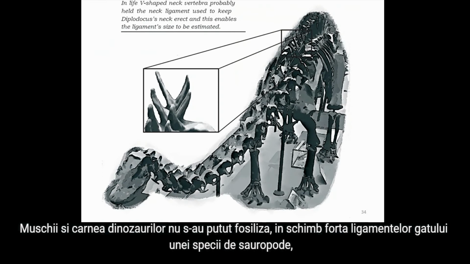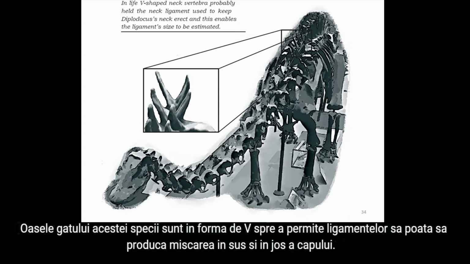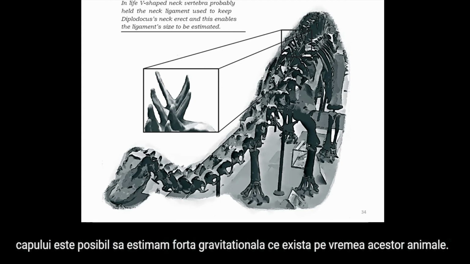Dinosaurs' muscles and flesh have hardly ever been fossilized, but the forces in the neck ligaments of at least one of the sauropods, Diplodocus, from the upper Jurassic of about 150 million years ago, can be calculated from the shape of the bones which held the ligament. The neck bones of these dinosaurs are V-shaped to contain the ligament, helping to raise and lower their heads. By calculating the force that this neck ligament was likely to exert, and by estimating the volume of the neck and head, it is possible to estimate the force of gravity when these animals were alive.